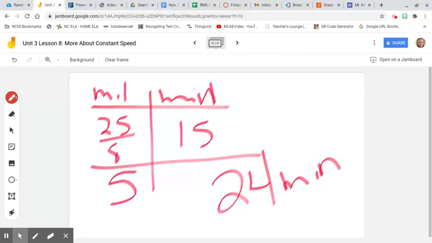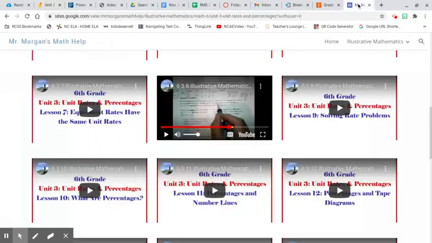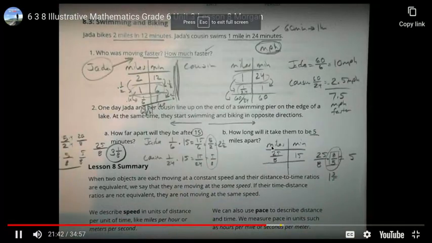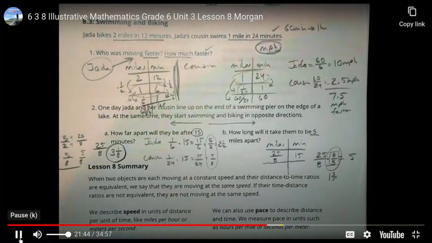So don't worry about that part B so much. Just like he said in the video, it's a little tricky, a little crazy numbers. I would have to play around with it to kind of get a grasp on it myself a little better. But just know what he says in his video. Time distance ratios are equivalent. They're not moving at the same speed. There's some really crazy numbers. I don't think you'll see a lot of crazy numbers like that.